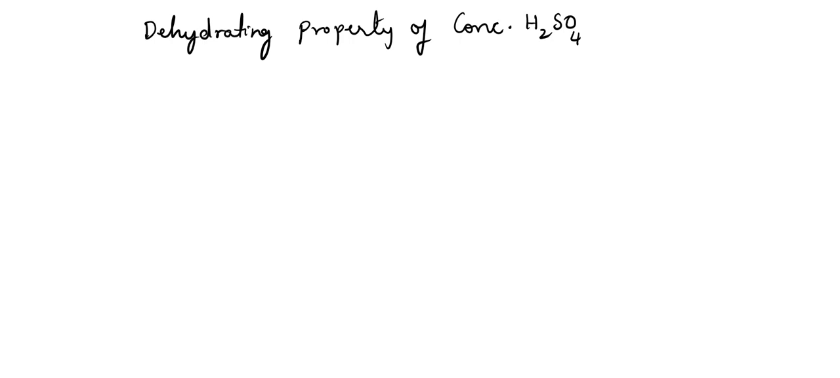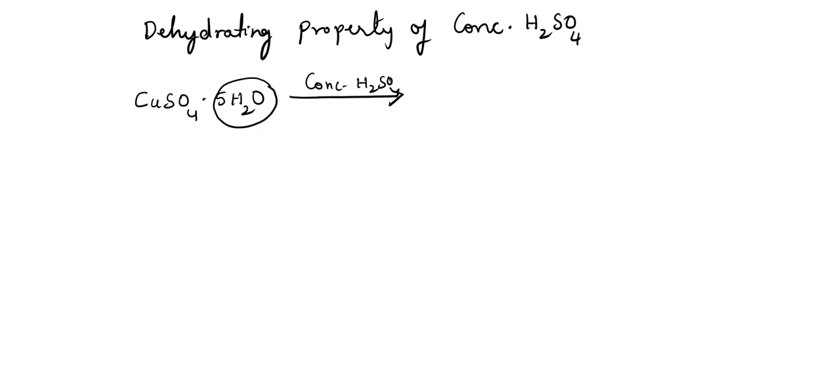Dehydration means removal of water from the substances. For example, take hydrated copper sulfate, formula CuSO4.5H2O. When you add a dehydrating agent, that is concentrated sulfuric acid, to the substance, it removes water from the compound CuSO4.5H2O. Hence sulfuric acid is also known as a dehydrating agent.